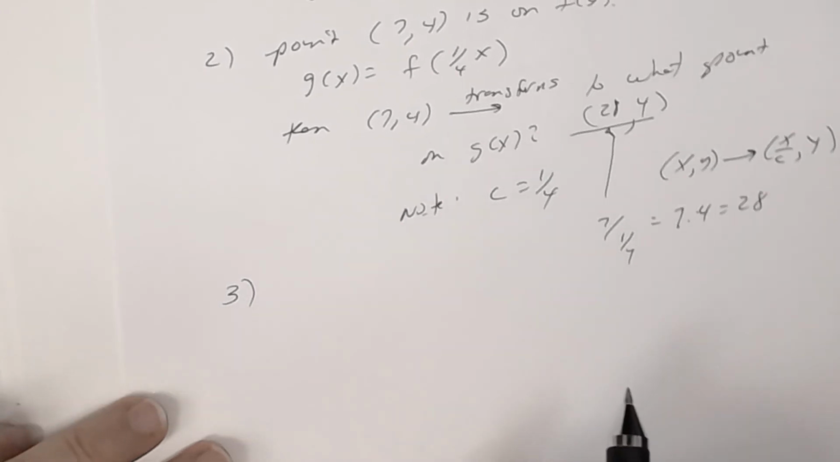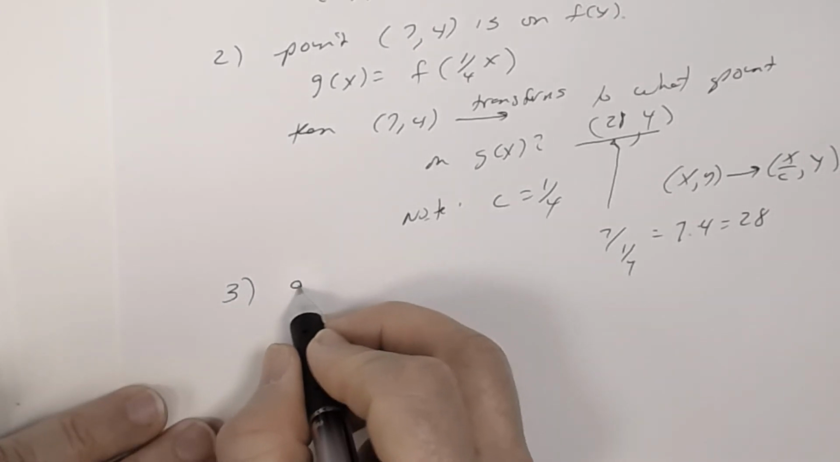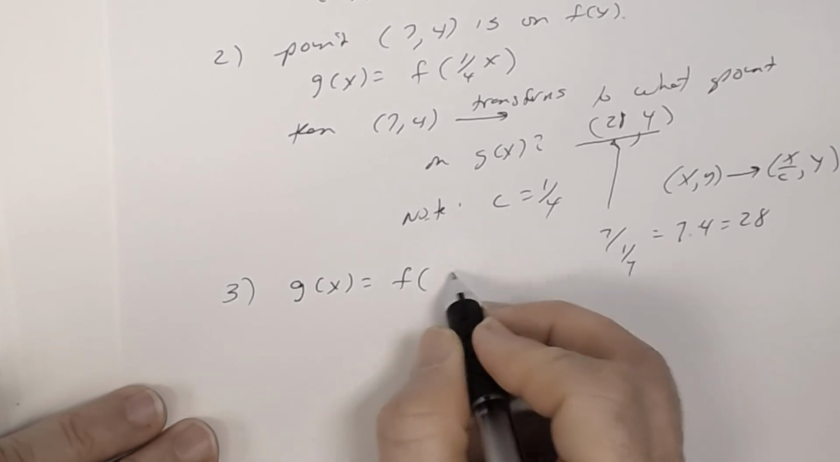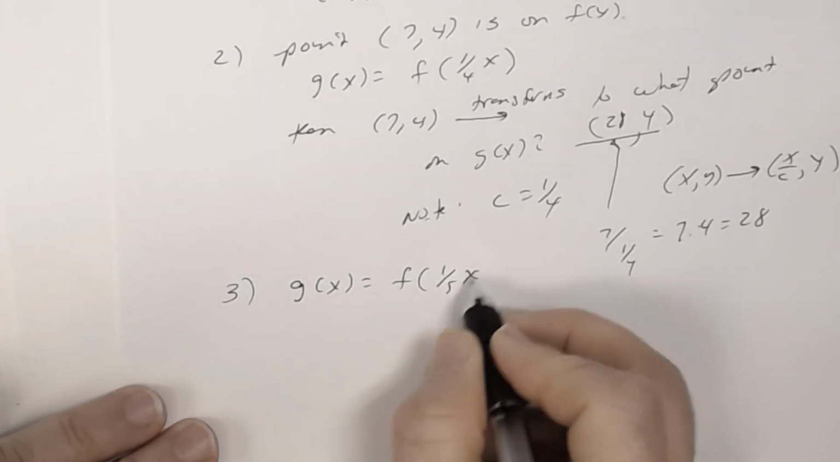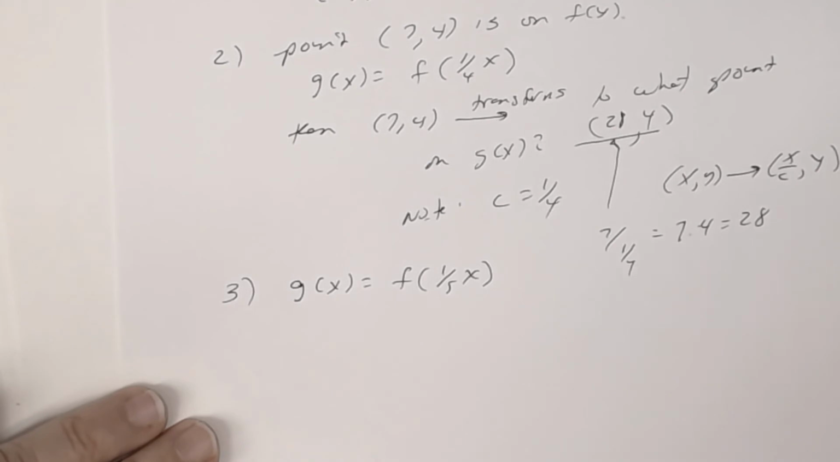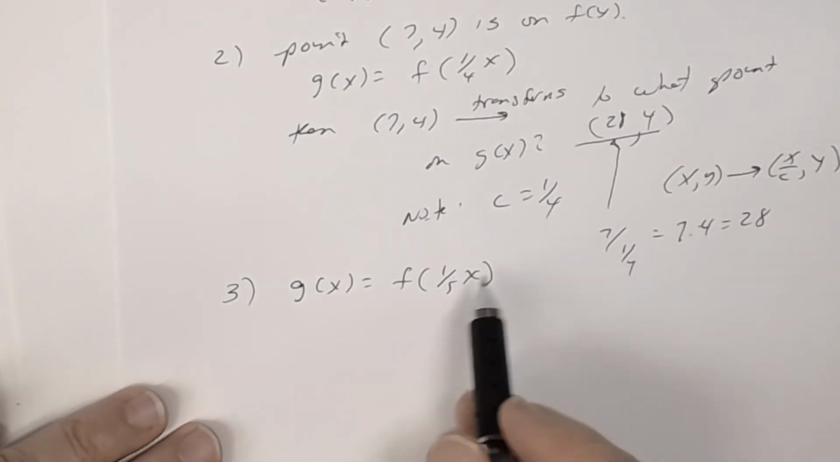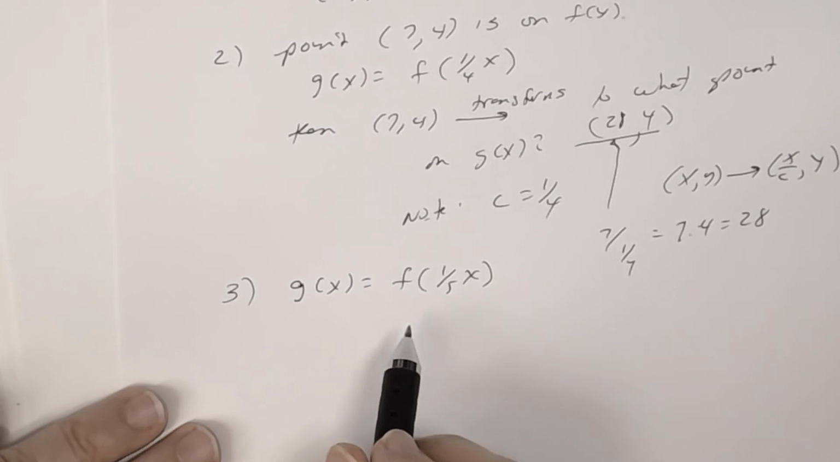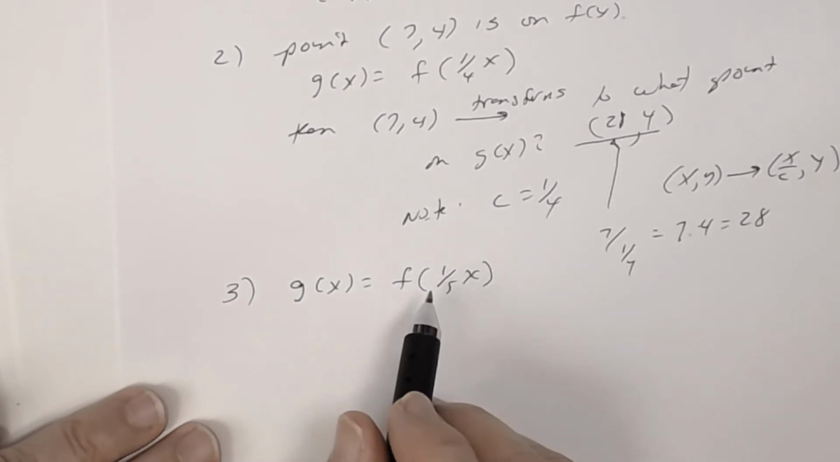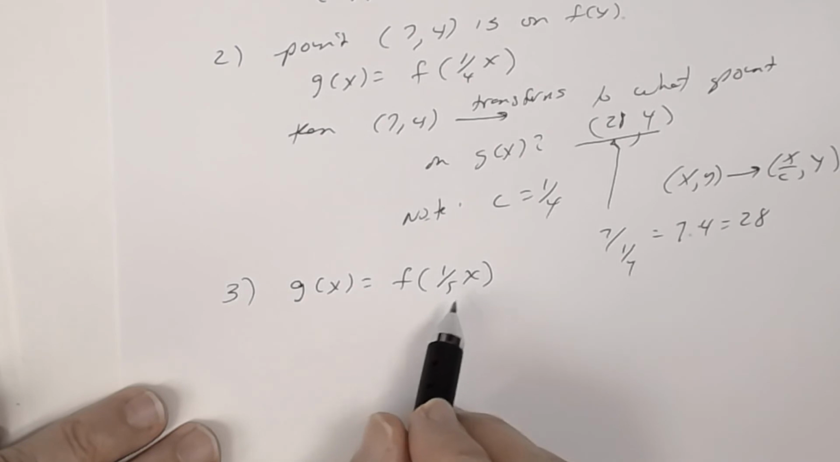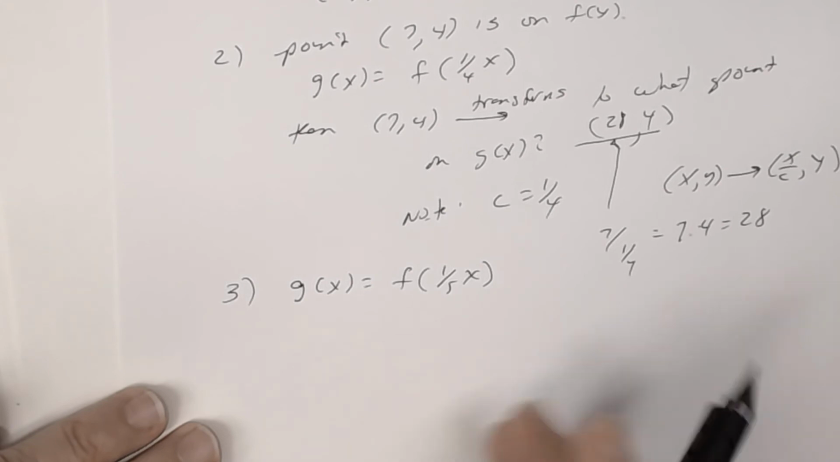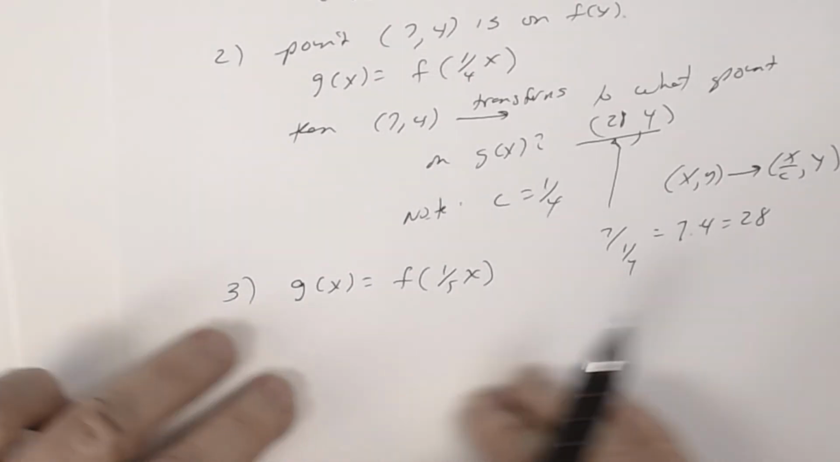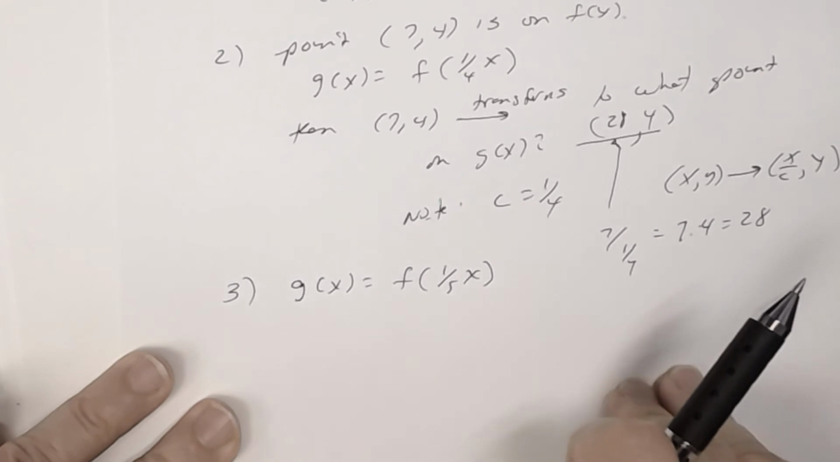Okay? All right, now one more thing, and this is what I'm going to ask you. Okay, number 3. Suppose that g of x is f of 1/5 x. So we know that this is going to be a horizontal transformation. Now here's the question: is it a stretch or a shrink? Remember, you have to take the reciprocal of c to determine that. Well, c is 1/5. The reciprocal is 5. So you multiply every x coordinate by 5, which means that they move away from the y-axis.